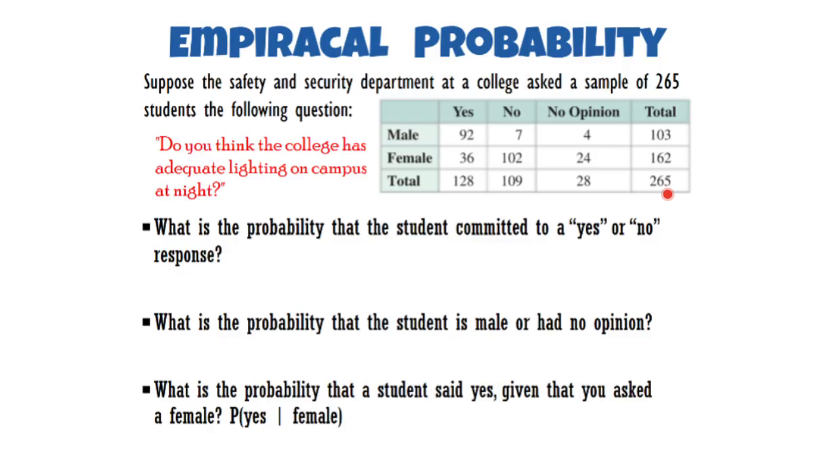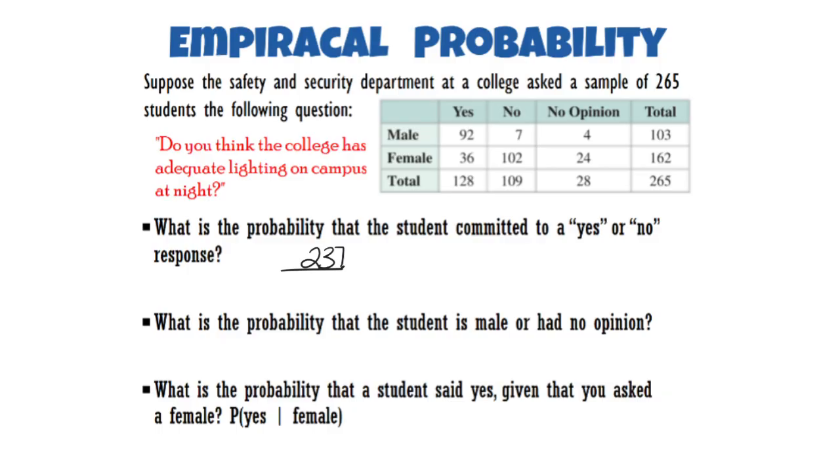So the probability that they committed to a yes or no would be all of these people. So what is that? 237. So when you're doing probability, it's the number of successful responses. So that'd be the 237, over the total, which is 265. And you can leave that as a fraction or go to a decimal. You'll just have to pay close attention to your directions today.